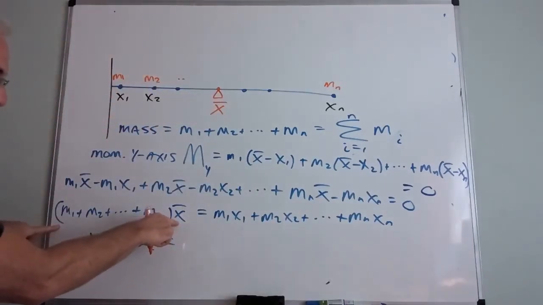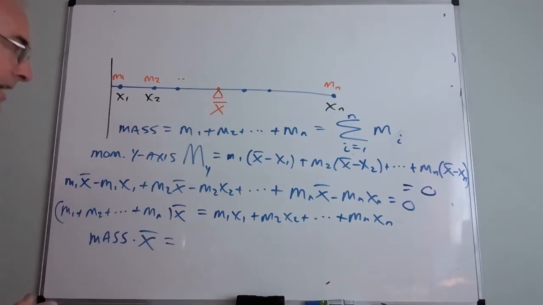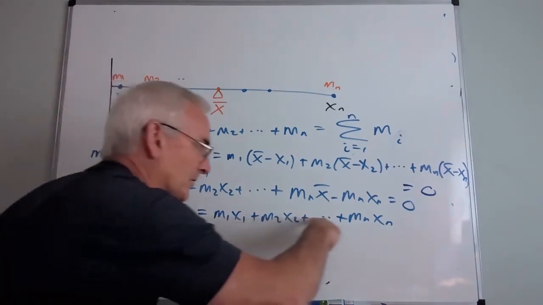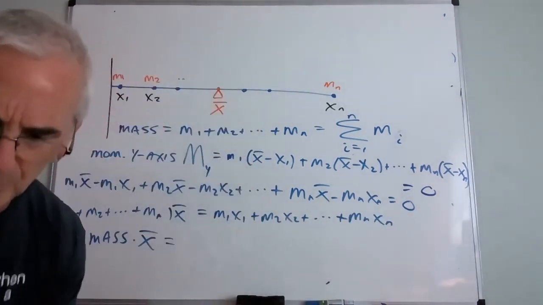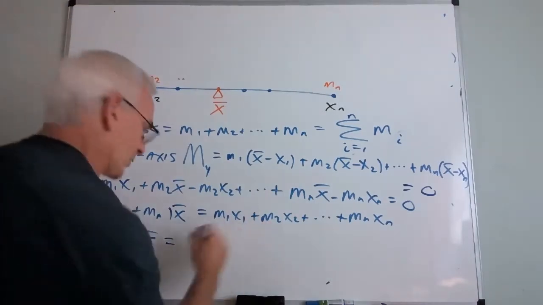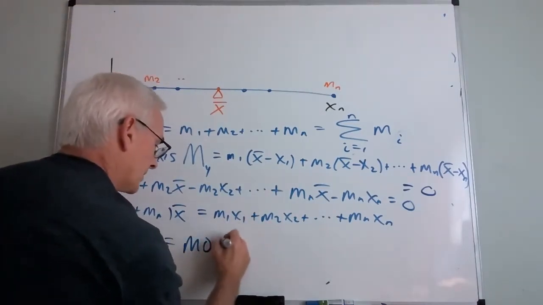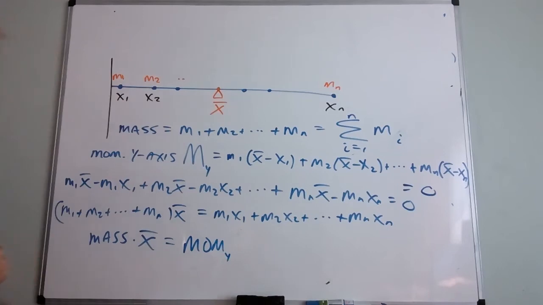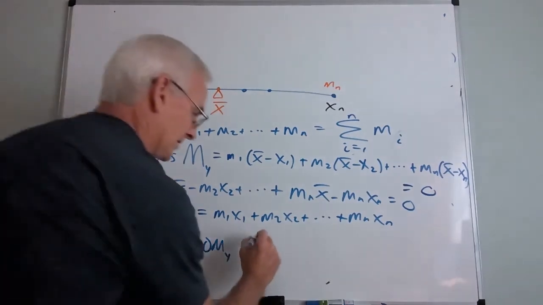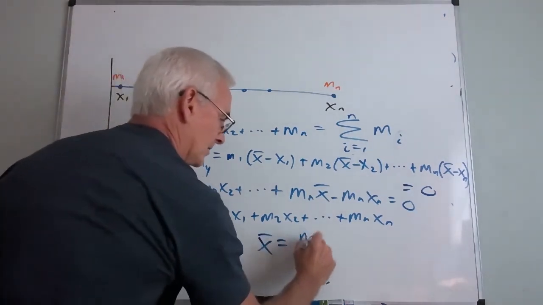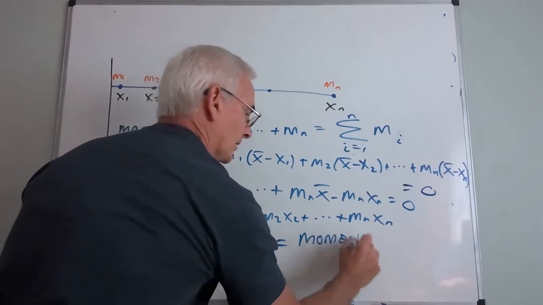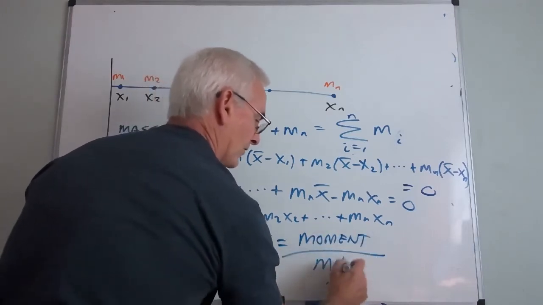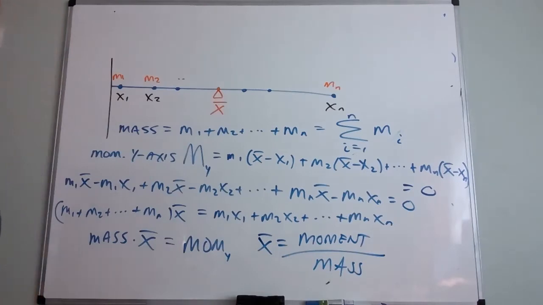Yes. So now what do we have on the right side? Well, isn't this by definition the total moment? Those are all my m's times x's. So this is the total moment. I'll call it that. I think we've just figured out what x bar is. X bar equals, in simple words, the moment of the mass. It's actually that simple in real life.